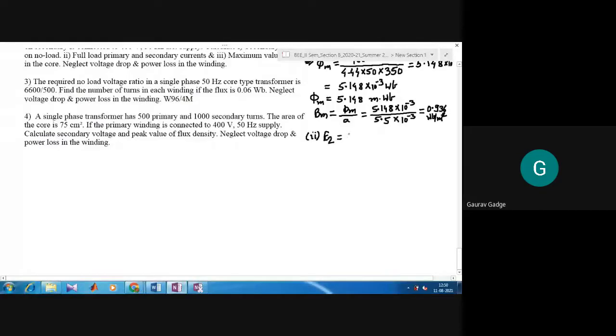What is that expression? E2, which is 4.44 F phi m into N2, where frequency is 50 Hertz, maximum flux is 5.148 into 10 to the power minus 3, and number of turns is 1050, right? So just do the multiplication. It's very simple. In fact, these calculations need very little time.